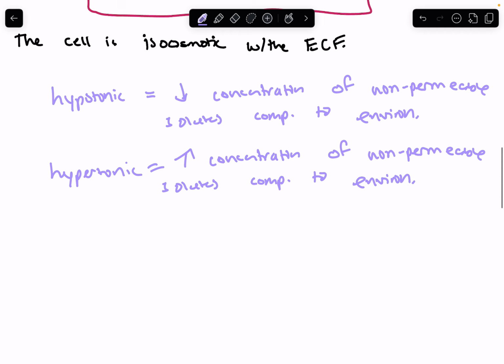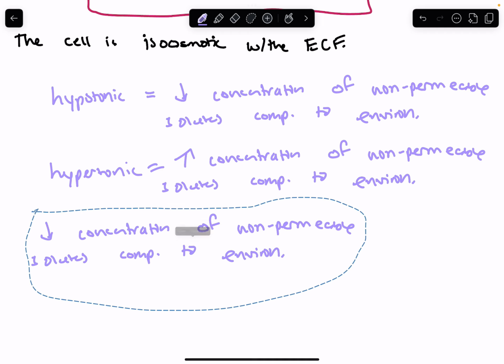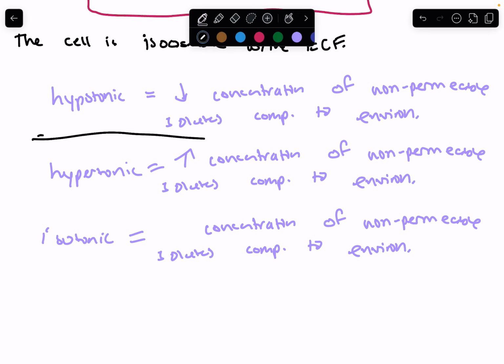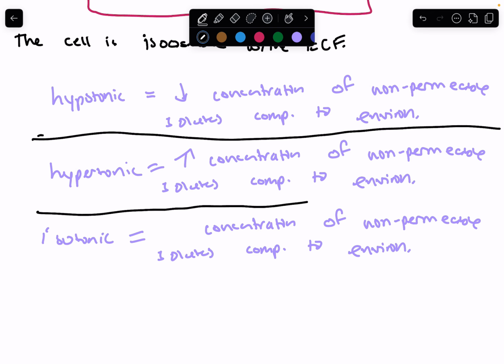And I'm sure, as you can guess, that leaves us with our isotonic, which is going to be equal. Oops, sorry for that equal sign. Right? So these are our 3 statements. Compared to the environment, we're always talking about it in comparison to the environment.